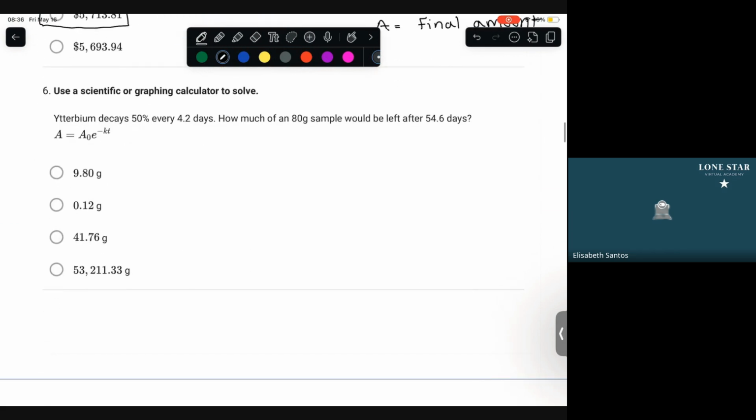All right, so number 6, terbium decays 50% every 4.2 days. How much of an 80-gram sample would be left after 54.6 days? And this is the formula we're going to use. It's an exponential. So we have it there, and let's go ahead and label what each letter means. So A sub 0 stands for the initial amount.